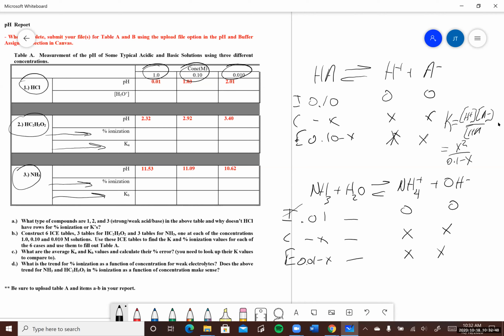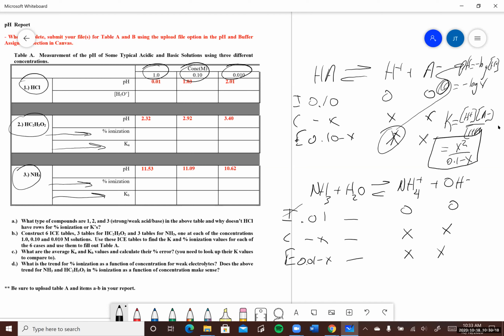So I need X, but I get X because the table gives me the pH for each one of these solutions, and I know that the pH equals minus the log of H plus. Hey, that's just minus the log of X. So if they give me the pH, which they do in each one of these cases, I could find X. If I could find X, then I could find K, because K relates to X in this way.